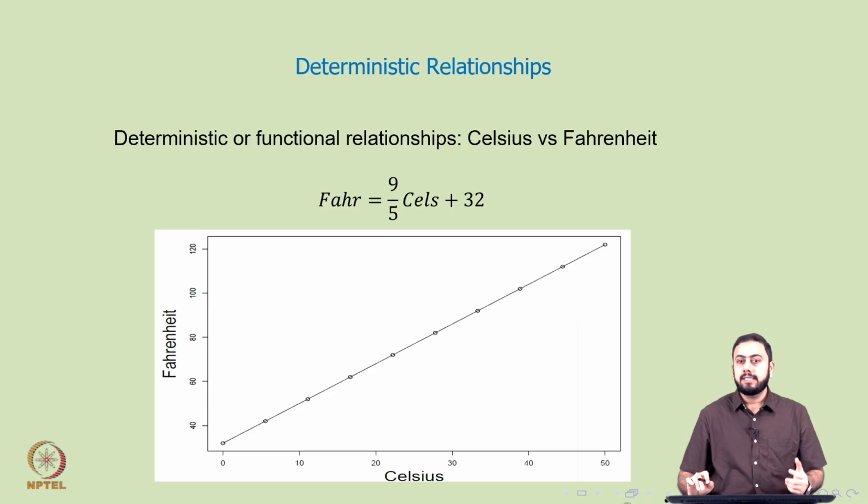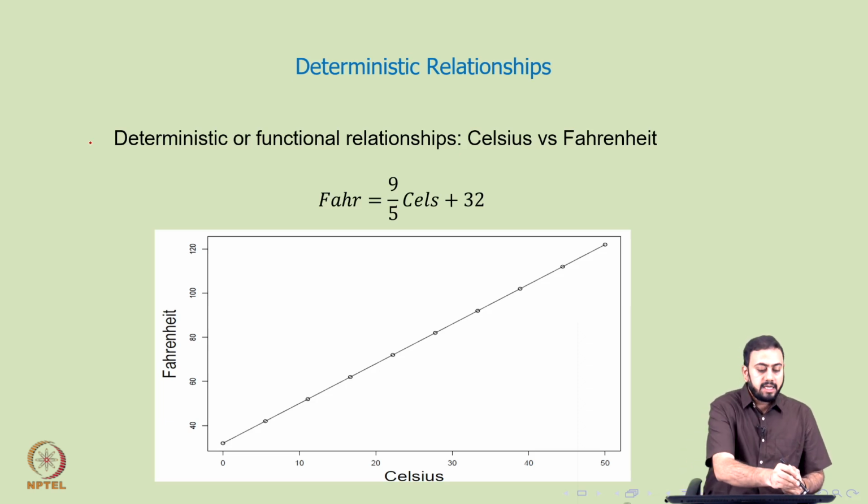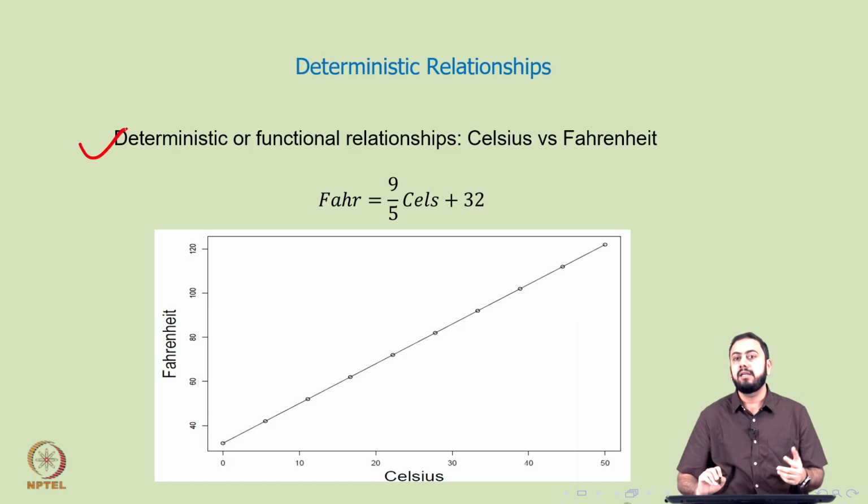Alright, now before we understand a statistical relationship or any relationship between x and y which we are trying to model, we have to understand that on the other hand we have a very simple relationship to start with, which are called deterministic or functional relationships. So what exactly are these relationships? Simple example would be Celsius versus Fahrenheit, okay. So this is a well known equation: Fahrenheit equals 9 by 5 into Celsius plus 32.